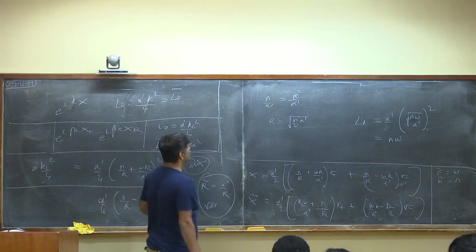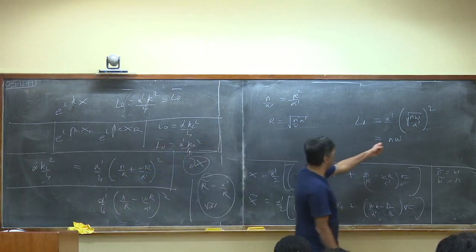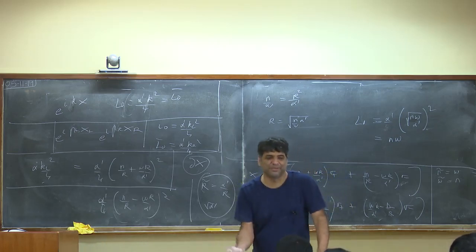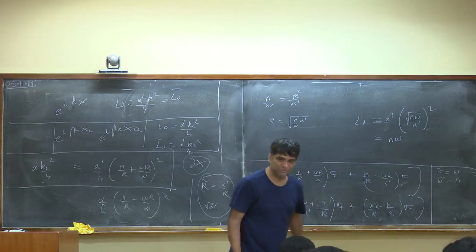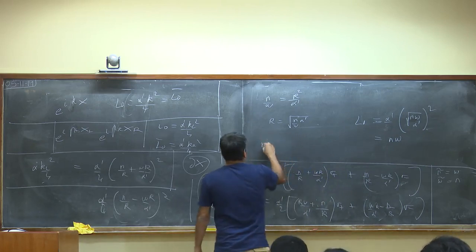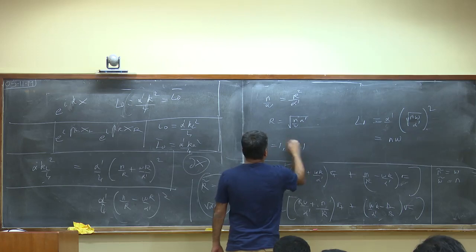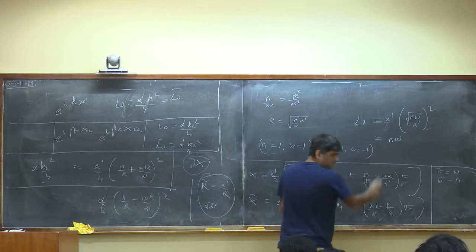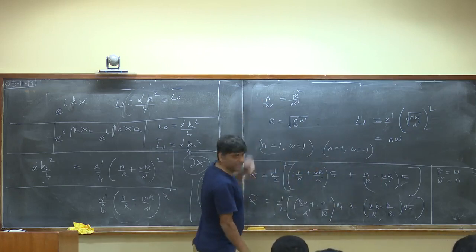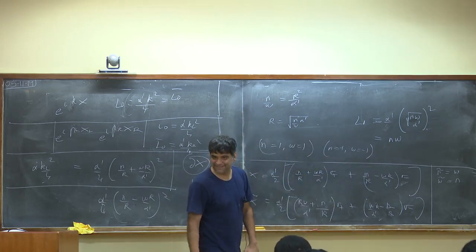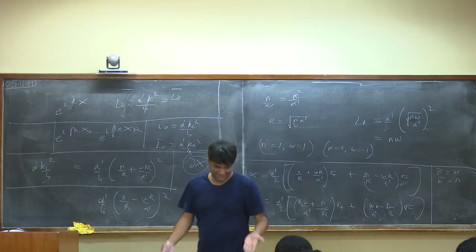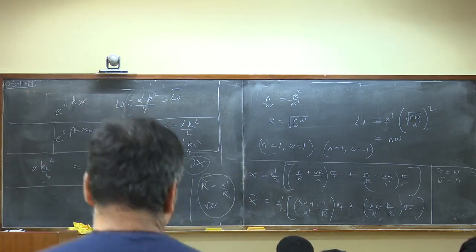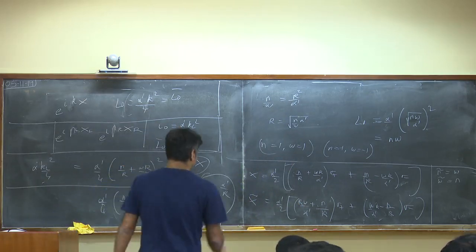So how's that going to work? The only way the product of two integers is equal to 1 is if both of them are equal to 1, or both of them are equal to minus 1. So we have two options. We have n equals 1, w equals 1, or n equals minus 1, w equals minus 1. In both cases, n by w was 1, and therefore R was fixed to be the self-dual radius.